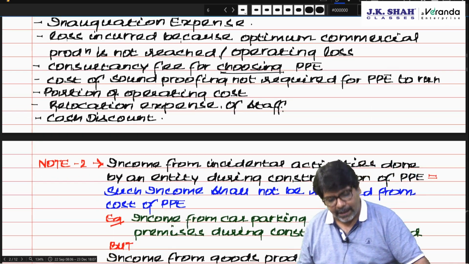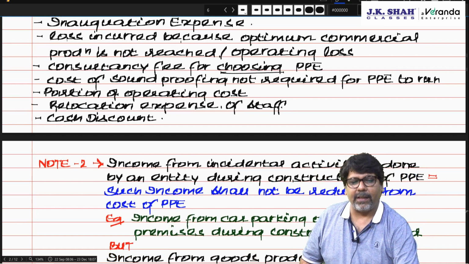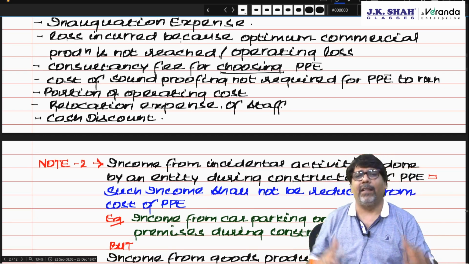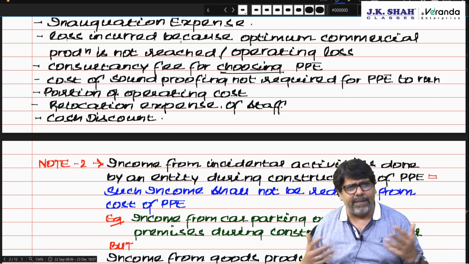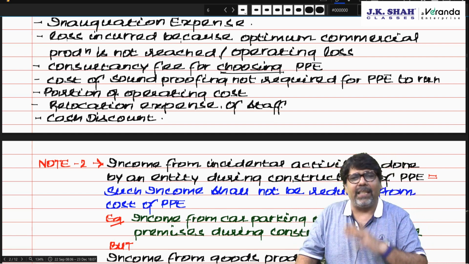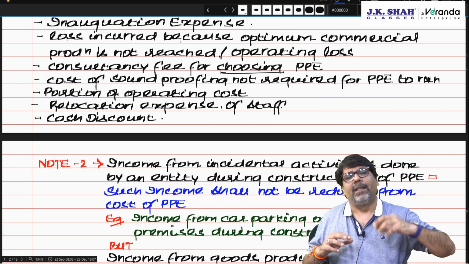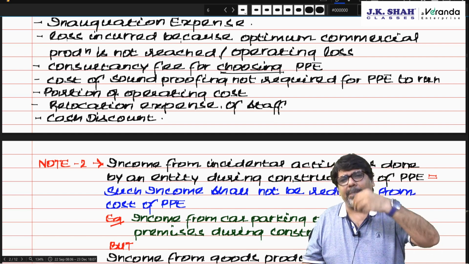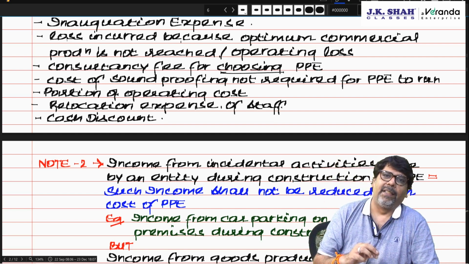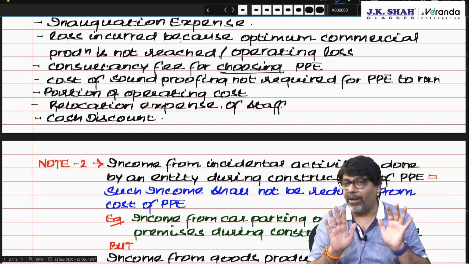Now Chartered, one very important thing. Suppose you are constructing a property. You are constructing a cinema theater, or a mall, or a huge office. You are a big shot, definitely you can do that. But the construction might take 3 to 4 years, and for those 3 to 4 years, at the construction site you are giving a space at night for parking, and you are generating income out of it. Shall that income be subtracted from the cost? No, it shall not be subtracted.